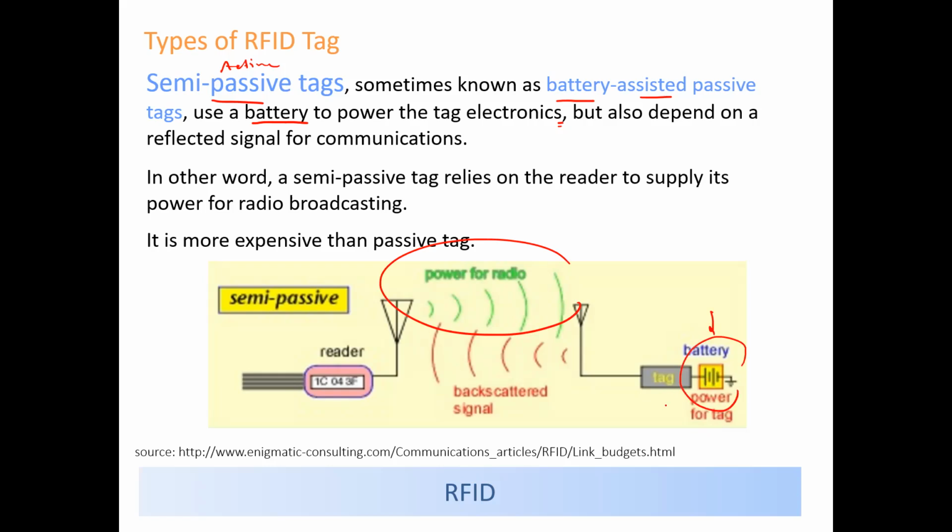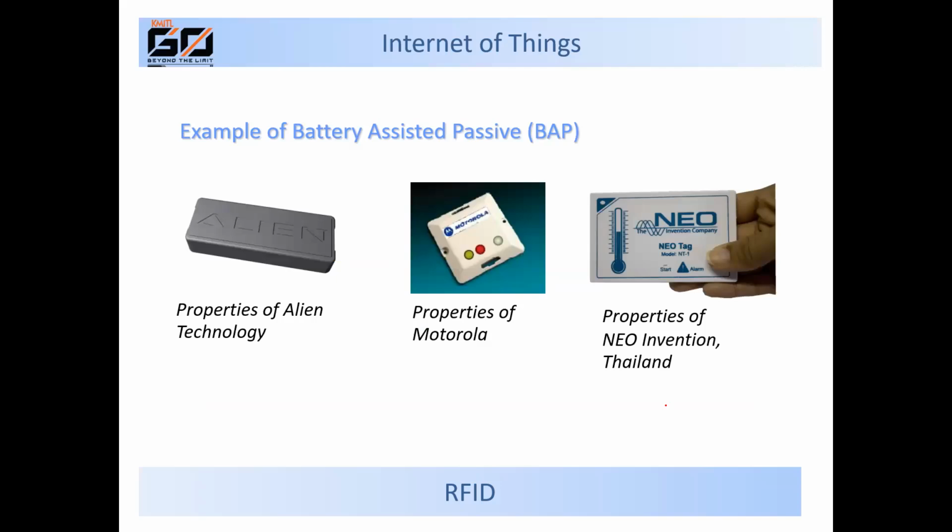So the advantage compared to the passive is that it provides longer communication, but still not too long. So it's in between, and the price is not that expensive compared to active tags. It's often used in plants, in factories, in logistics, for semi-passive, or sometimes called semi-active tags.